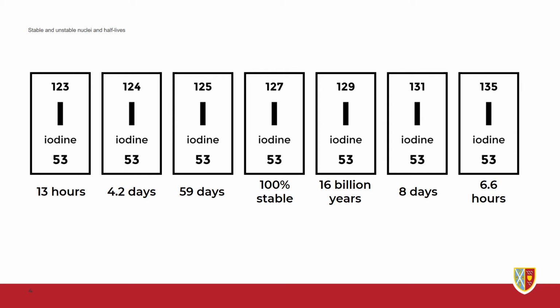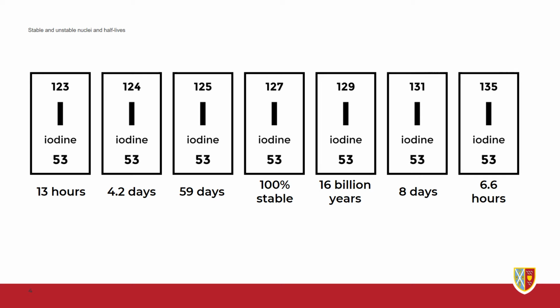So we can see that iodine 127, for example, is 100% stable. Nothing about it will change at all. Slightly less stable than that is iodine 129, and we can see that that has a half-life of 16 billion years. So in terms of stability on a day-to-day level, that is fairly stable. Is it 100% stable? No, but it's relatively stable. There's not going to be a lot of change going on there.